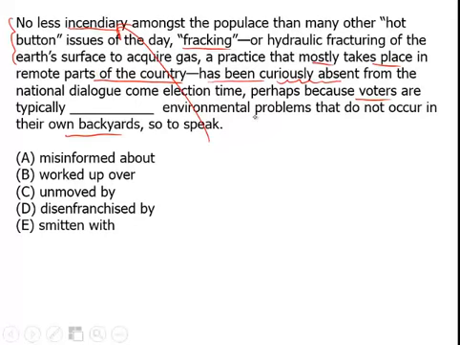Well, this is not something that suddenly becomes that incendiary. It may be incendiary generally, or controversial, but then come election time, they kind of forget about it. Are they misinformed about it? Let's go through the answer choices now.